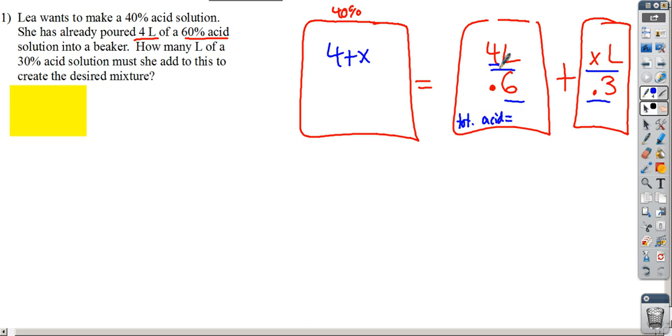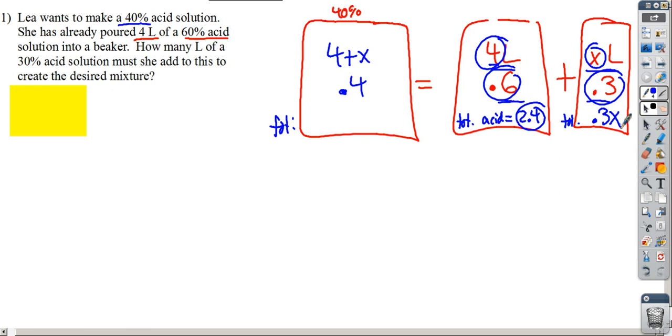If we have 4 liters and 60% of it is acid, that's 0.6 times 4, which is 2.4. The reason we're doing this is so we can get the total acid concentration over here. And we already know that this one has to be 0.4, by the way, because they're telling us that she wants to make a 40% solution. How much acid does she have right here? Well, over here we did 4 times 0.6 to get this number. Here we'll do X times 0.3 to get 0.3X. So her total amount of acid is 2.4 plus 0.3X, because that's how much acid is in the other one.